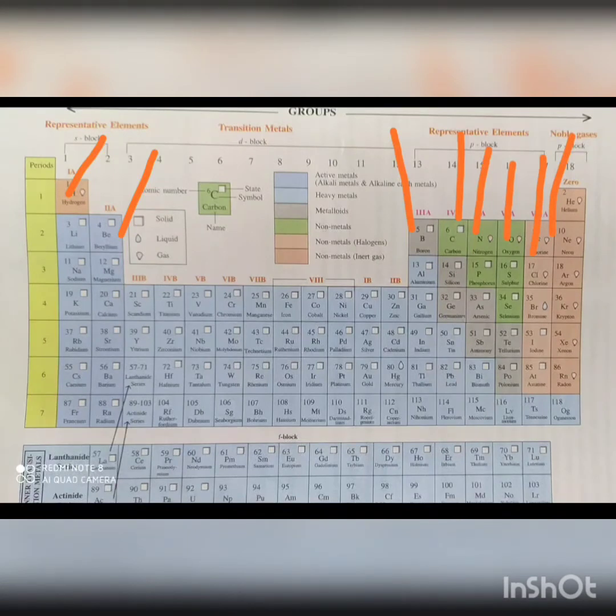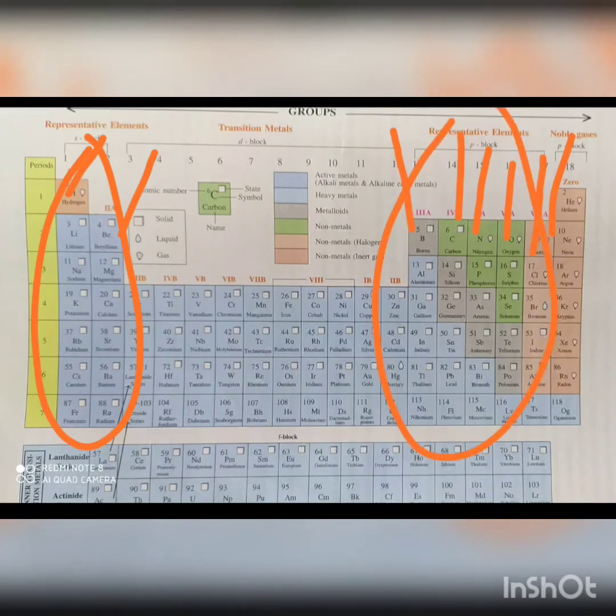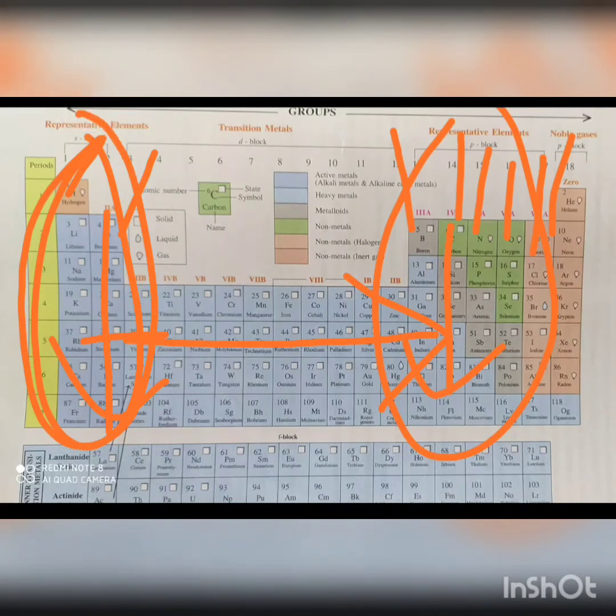The main characteristics of the representative elements are that they include both metals and non-metals. There is a regular gradation from metallic to non-metallic character as one moves from left to right. That means on the left side we get the metals, and as we move this side the non-metals are found. They form electrovalent as well as covalent compounds with non-metals. The metallic nature increases moving down any of these groups. As we come down in the group, the metallic nature increases. Metals which are good conductors of heat and electricity are present in groups first and second. Non-metals which are present in group 16 and 17 are poor conductors of heat and electricity. Some heavier elements like tin and lead exhibit variable valencies. That means valency is more than one.